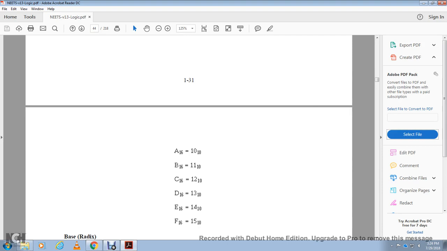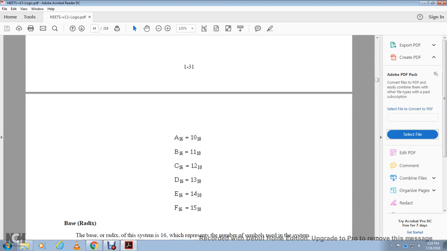A base 16 is 10 base 10. B base 16 is 11 base 10. C base 16 is 12 base 10. D base 16 is 13 base 10. E base 16 is 14 base 10. F base 16 is 15 base 10.